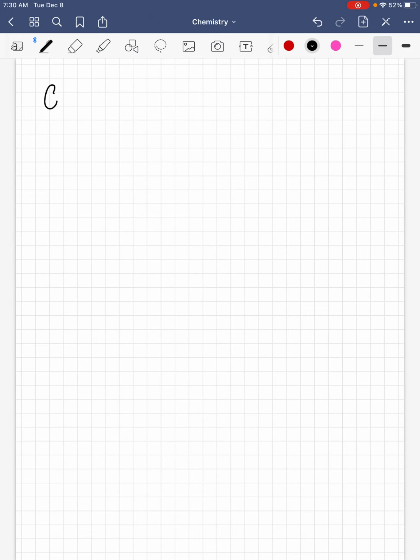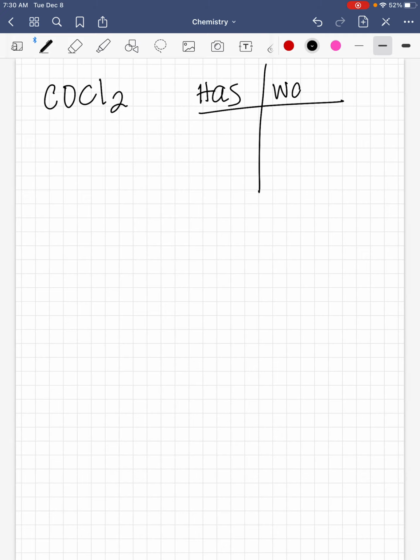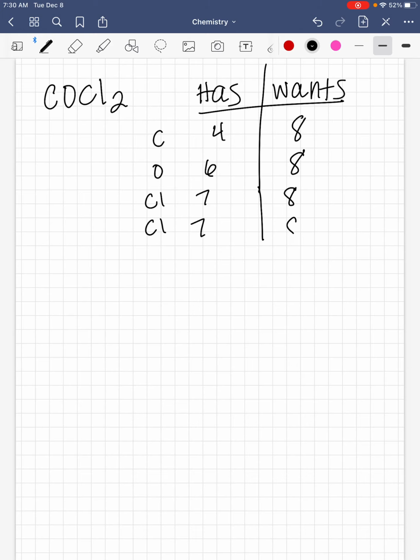Let's look at COCl2, has versus wants. So we have carbon, we have oxygen, we have 2 chlorines. Carbon has 4, wants 8, oxygen has 6, wants 8, chlorine 7, they all want 8.